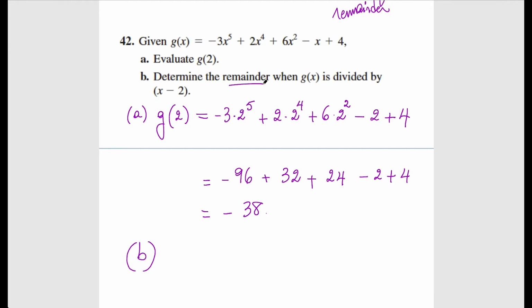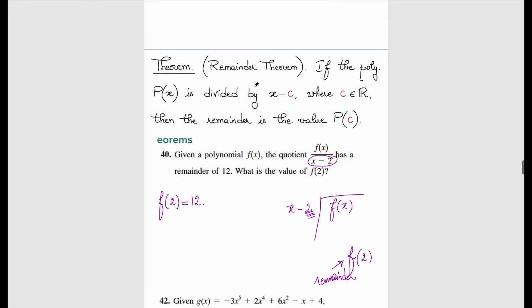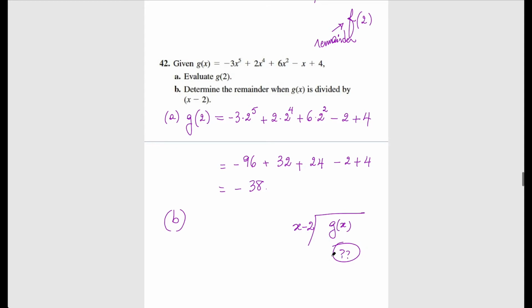Part B, determine the remainder when g of x is divided by x minus 2. So if you divide g of x, which is the polynomial g of x, by x minus 2, who's the remainder? They're not interested in the quotient or in the process. They're only interested in the remainder. Who's the remainder? Well, by the remainder theorem, if you have a polynomial and you're dividing it by x minus 2, then the value of the remainder is simply p evaluated at 2. In this case, g is p, right? So who's going to be here? That's g of 2. Correct? So the remainder is g of 2.